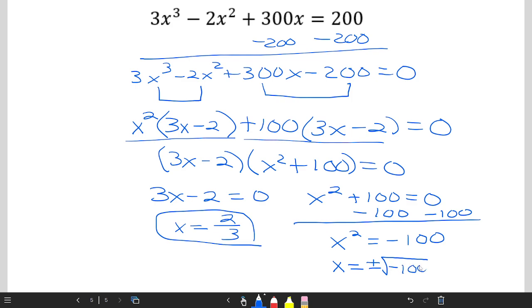Plus or minus square root of negative 100. And since this is a non-real number, since it's a square root of a negative number, we do want to write that using i. So it's plus or minus i times the square root of positive 100. And the square root of 100 is 10. So we can just write this as plus or minus 10i. So we had 3 solutions for this equation as well. We had 2/3, 10i, and negative 10i.